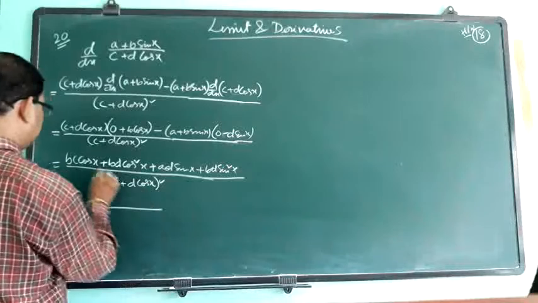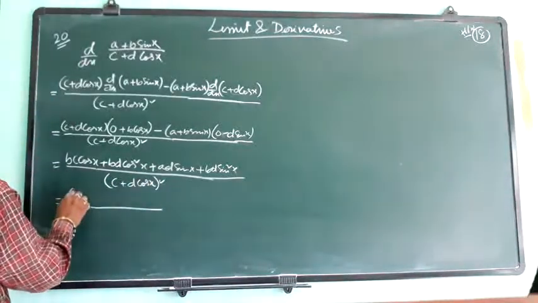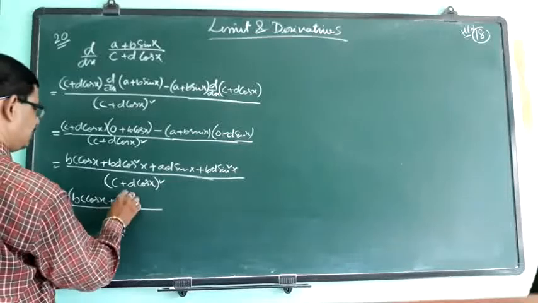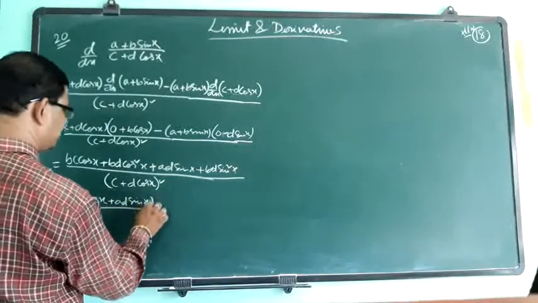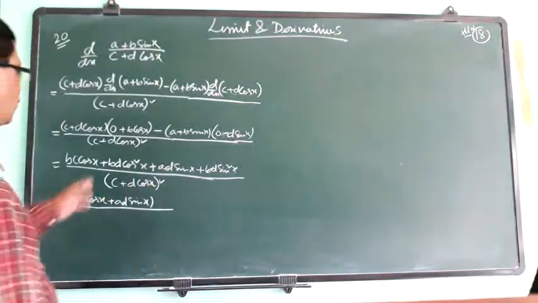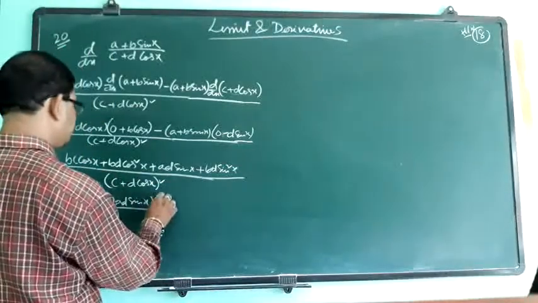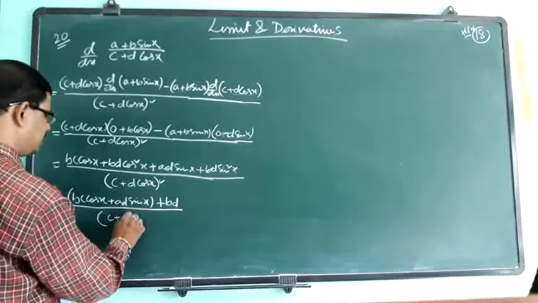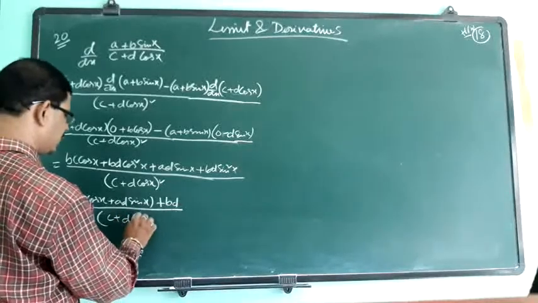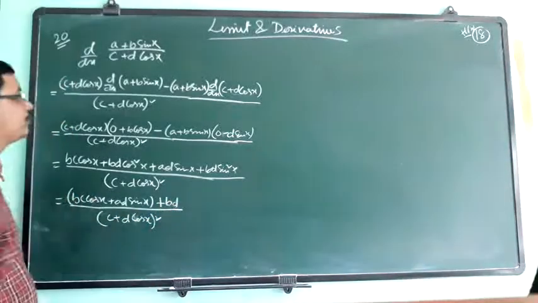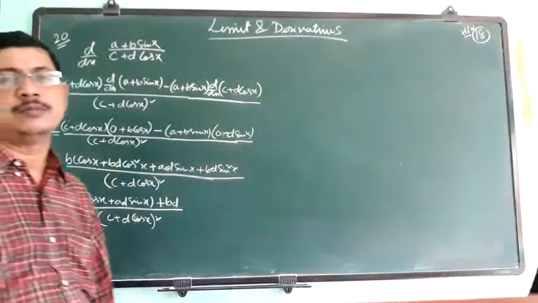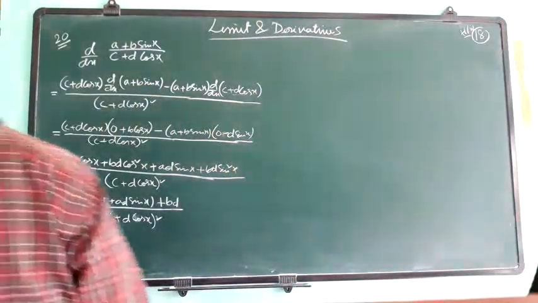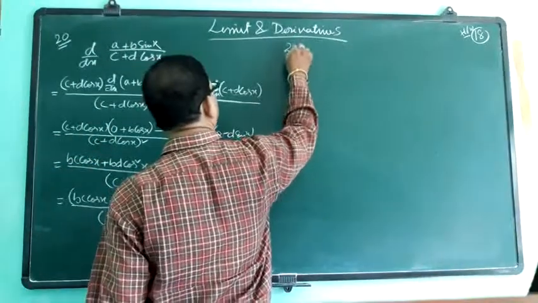Now from these two we can write bc cos x plus ad sin x. Then bd, if we take common, cos square x plus sin square x, this will give only bd. And we are left with c plus d cos x whole thing square. So students, this is our question number 20. So question number 20 we have finished. Now we will do question number 21.